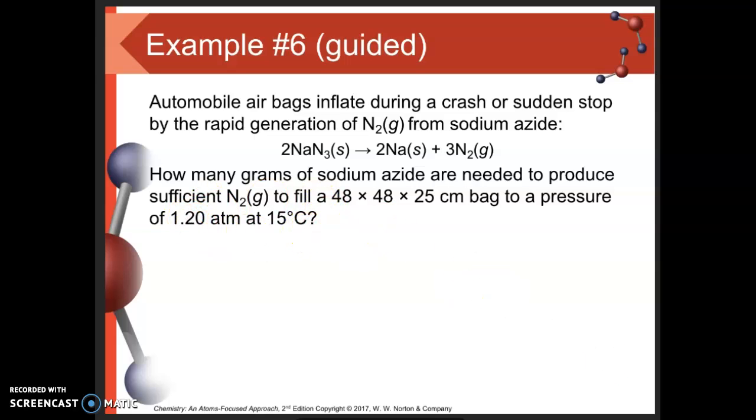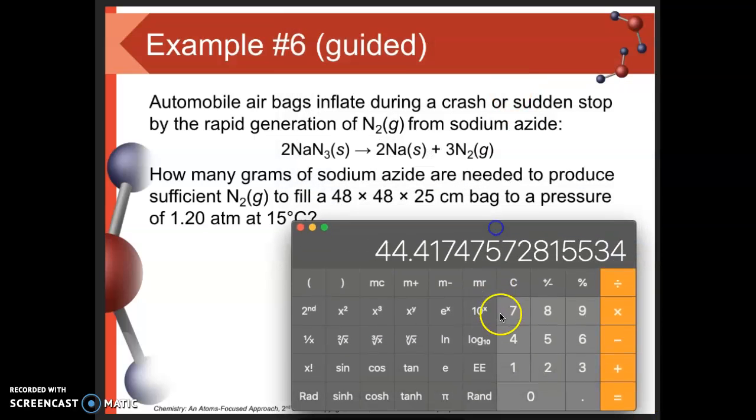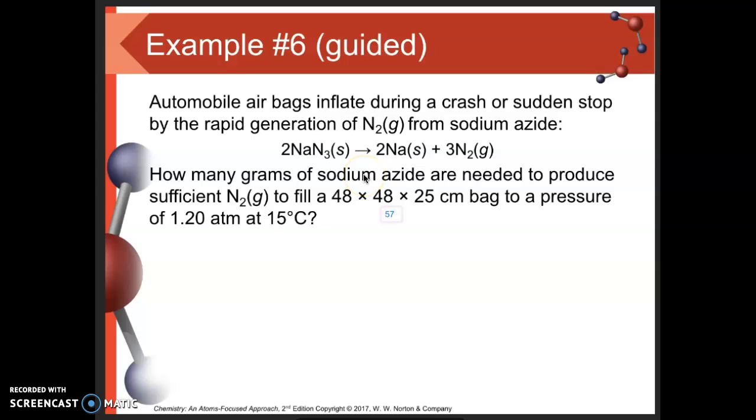Now, a little bit of housekeeping before we get into this too much. A 48 by 48 by 25 bag would be 57,600 cubic centimeters. Remember that cubic centimeters are the same thing as milliliters. And so we could very quickly turn that into liters just by doing that conversion.